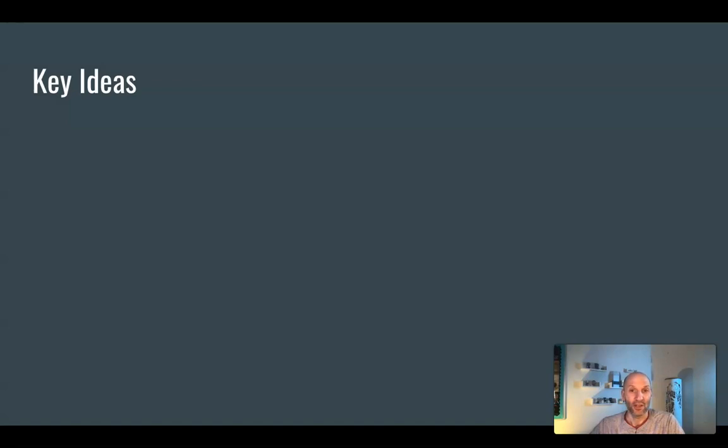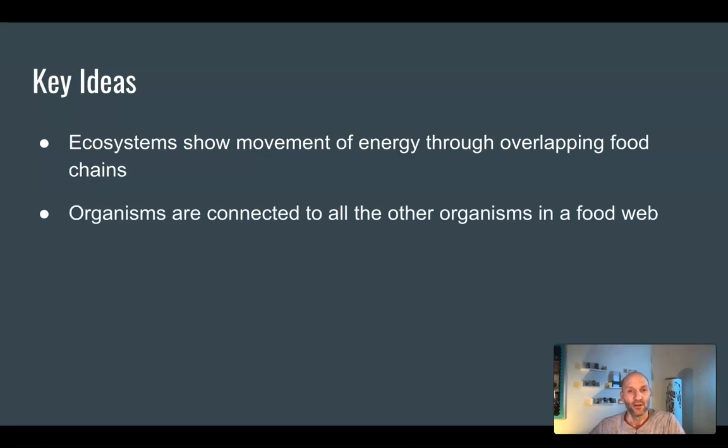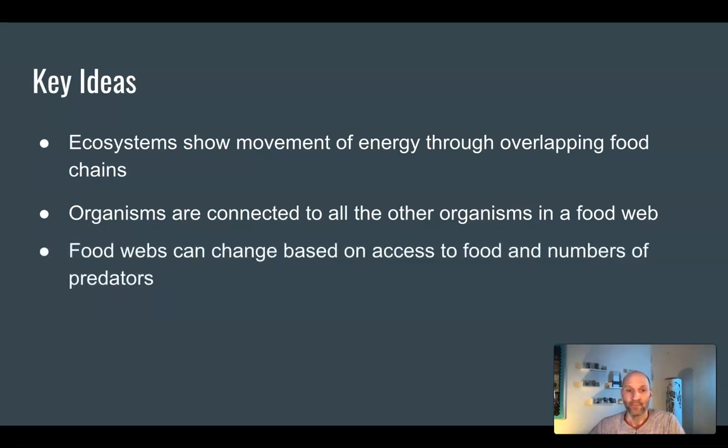And that leads us to our key ideas. Remember that in ecosystems, there's a movement of energy through overlapping food chains. Organisms are all connected to all of the other organisms in a food web. And food webs can change based on access to food and the number of predators.